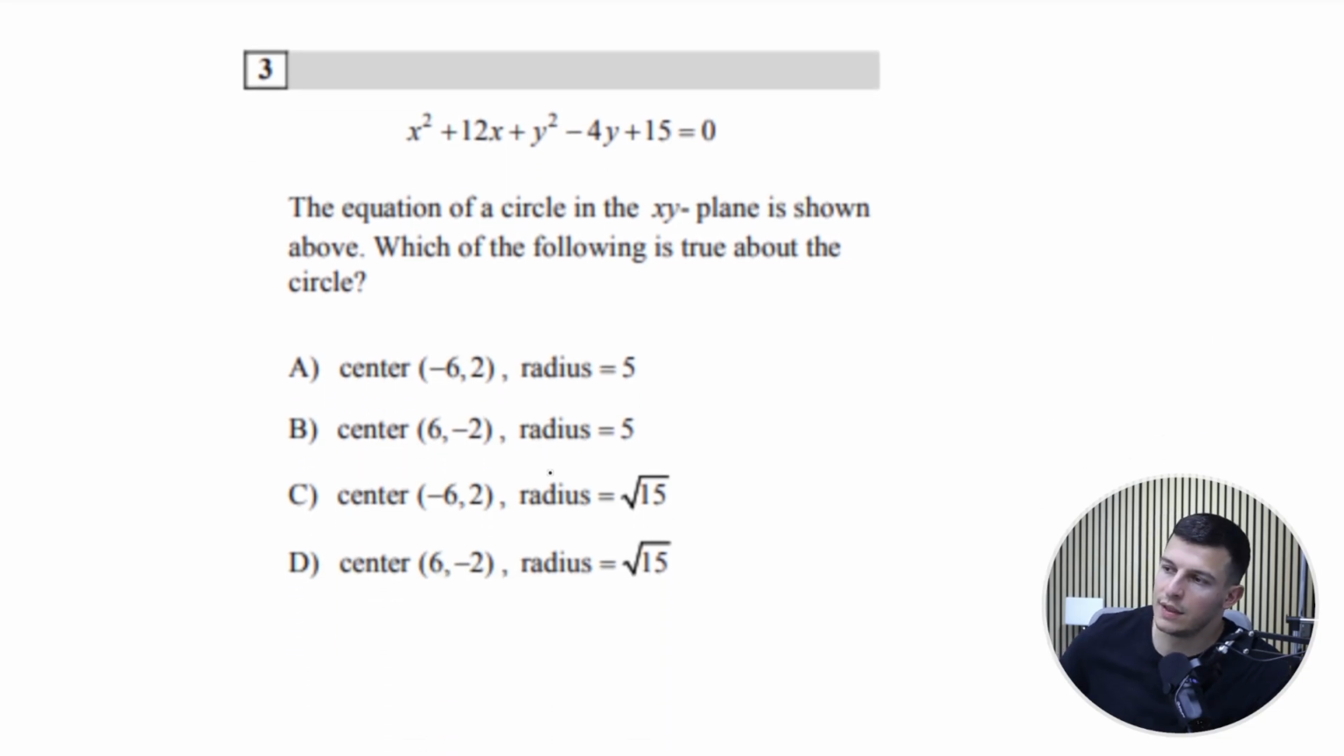The equation of a circle in the xy plane is shown above. Which of the following is true about the circle?